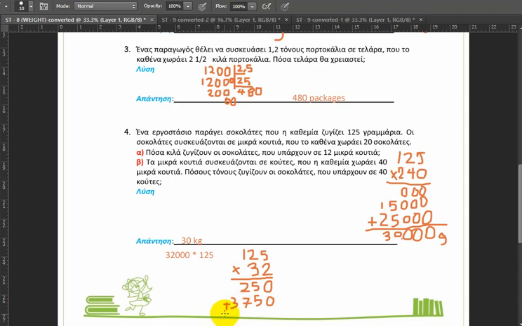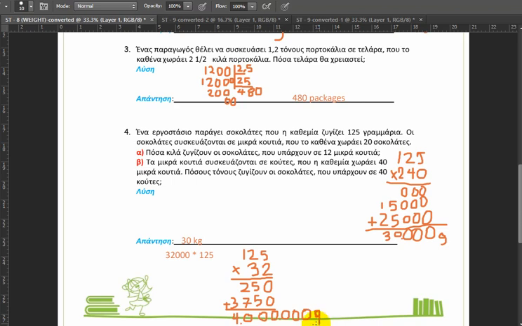And I add this. 0 and 0. 2 and 7 makes 9, and 1 that I carried over makes 10. So 0 and 1. 3 and 1 that I carry over is 4. So 4,000. But remember, because we shouldn't have been multiplying with 32, but instead of 32,000, I need to add another 3 zeros at the end. So that's actually 4 million grams.